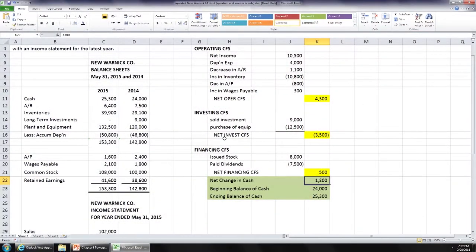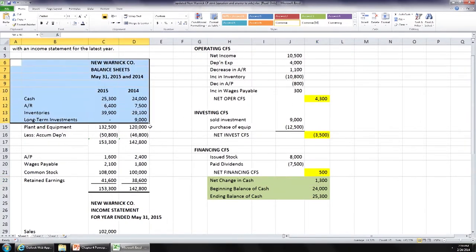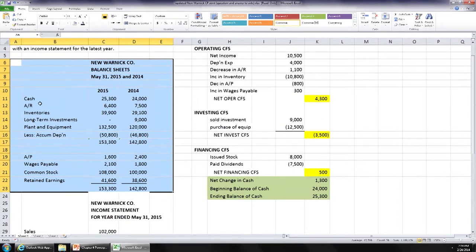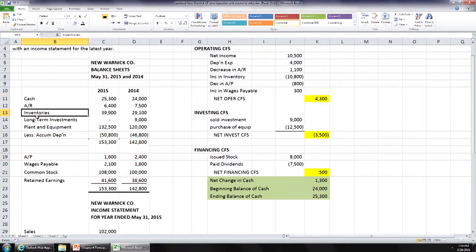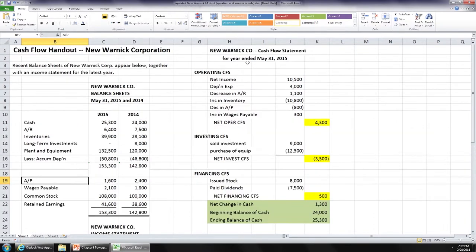Now, I want to take a look at this balance sheet and go through each account. I want to prove that the change in every balance sheet account is somewhere represented on the cash flow statement. You with me? Okay. Let's go line by line.